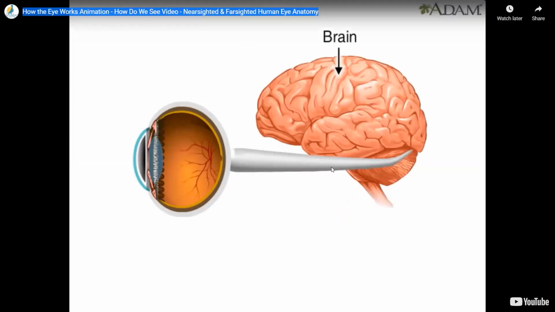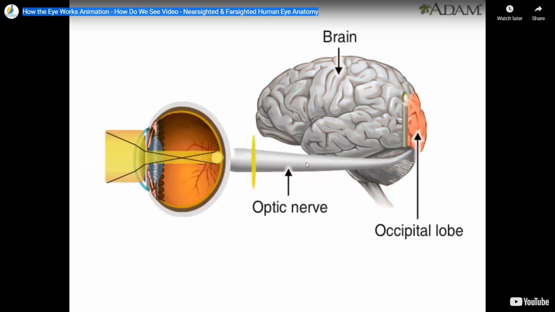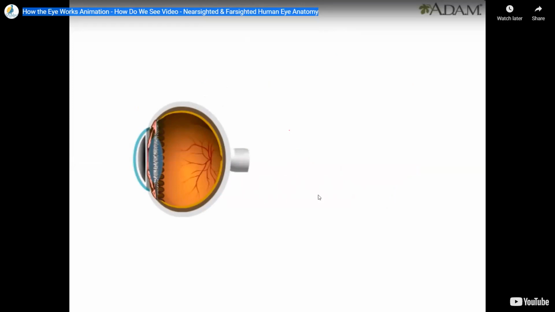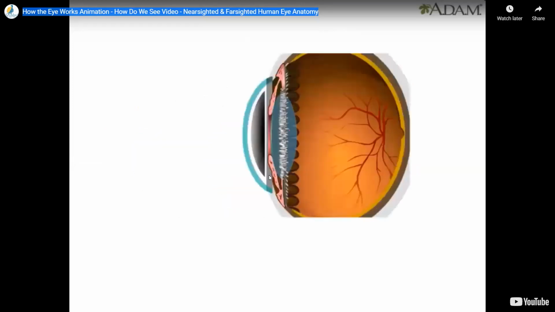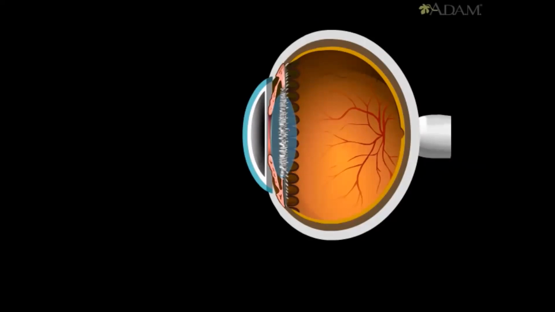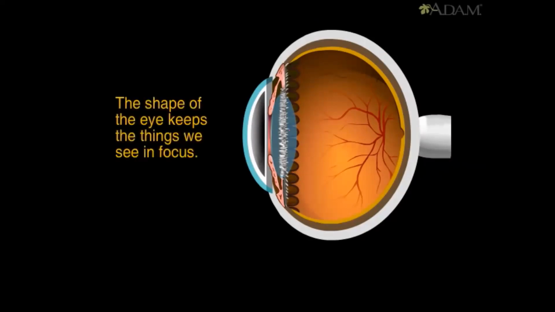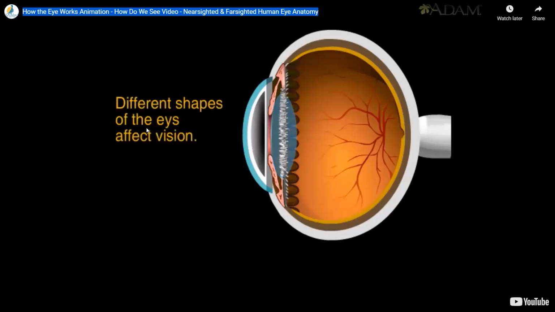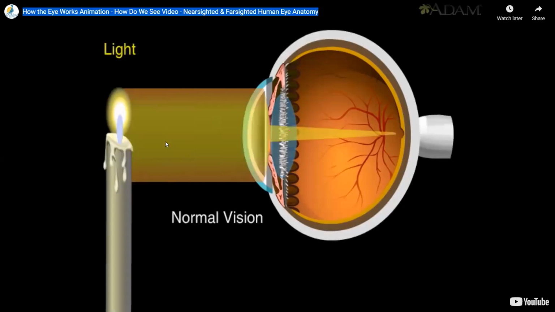Then it gives a message to our brain, because the eyes are connected with the brain by the optic nerve, and the area in which the message is given is known as the optical lobe. Now the brain interprets the image the light gives. The optic nerve gives the image to the brain.